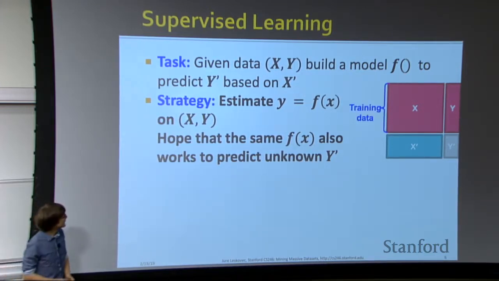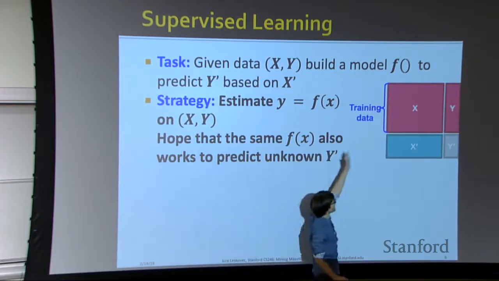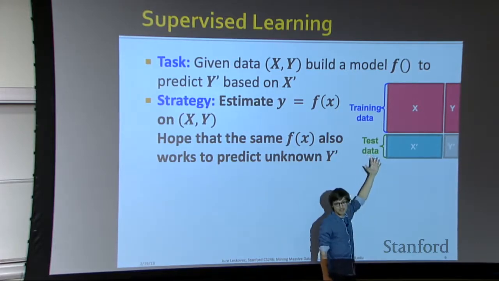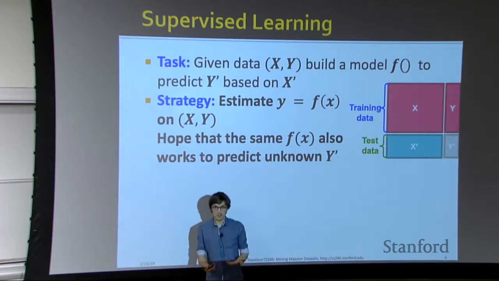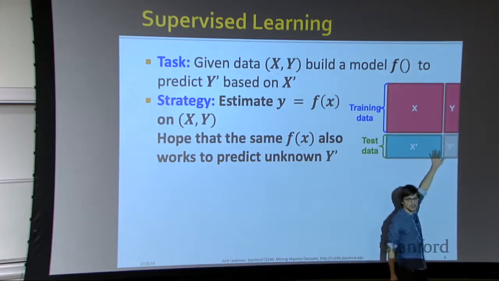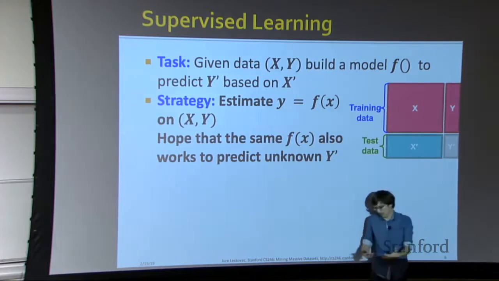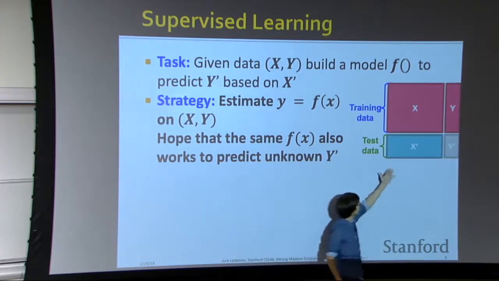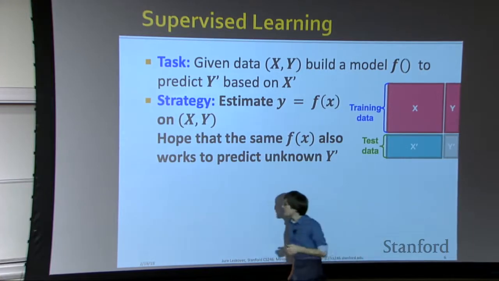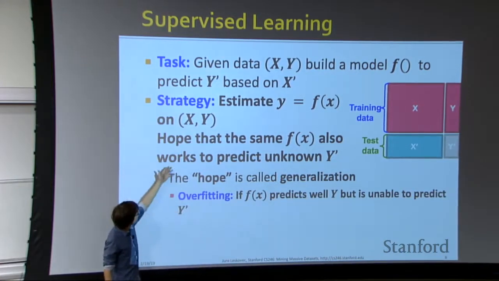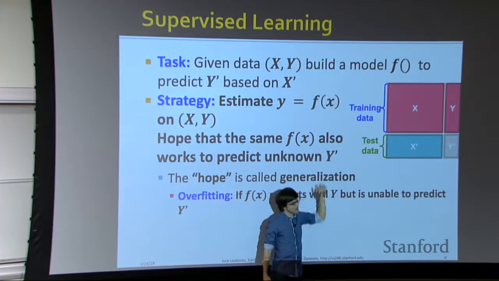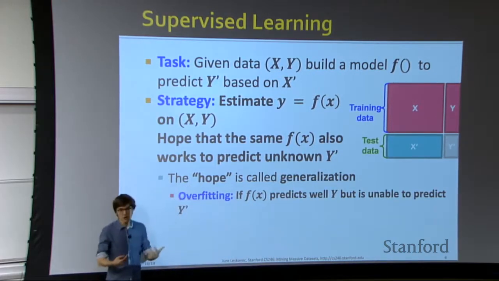The way we think of this is we think of the red part of the data as the training data, and the blue part of the data as the test data. But if you think about deploying your model in production, making recommendations or predictions in real time, the point is that this data hasn't even been generated. These users haven't even shown up to your website yet, or these emails, if you are classifying them, haven't even been written yet. That's the idea. From training, I want to generalize to test. So this hope, where we say that we want f of x to also work on this unknown data x prime, y prime, is called generalization.